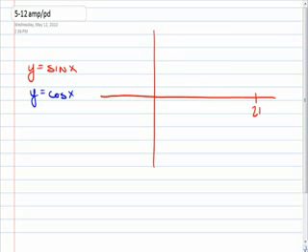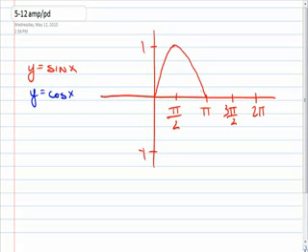They both have a period of 2 pi, and if we split that 4 ways, split it in half, we have pi. Split that in half, we have pi over 2. So it would be 3 pi over 2. And if we look at the sine, we know that the sine of 0 is 0. And we know that sine of pi over 2 is 1. Sine of pi is 0. Sine of 3 pi over 2 is negative 1. Sine of 2 pi, 0 again.